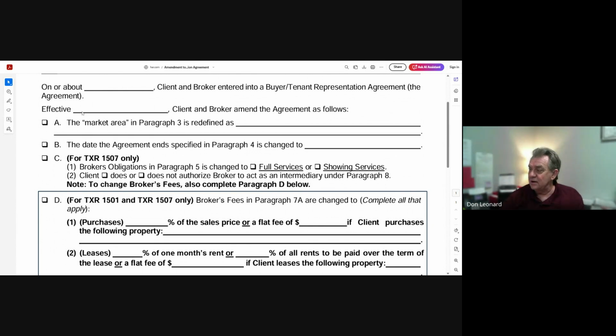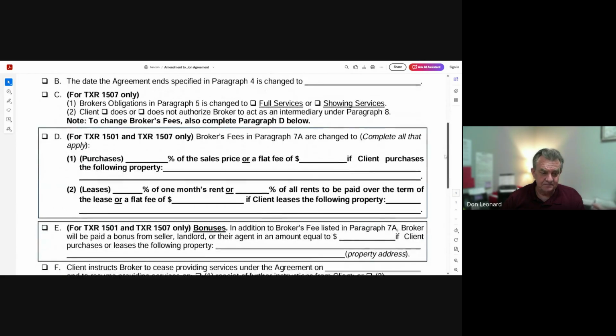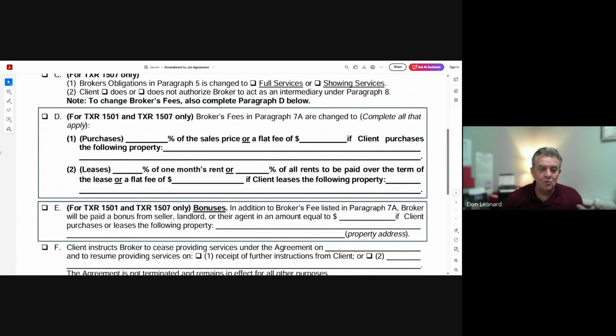So here's where we were talking about before about making changes to the amount that I'm going to receive. On the 1501, the first one under D, D has to do with commissions only. On a purchase, this would be my new number, whatever this new number is going to be here. If the old number was 3 and I'm now going to accept 2, then 2 would go here, or if I'm changing a flat fee amount there. And here's where you would have that one address: if the client purchases the following property.